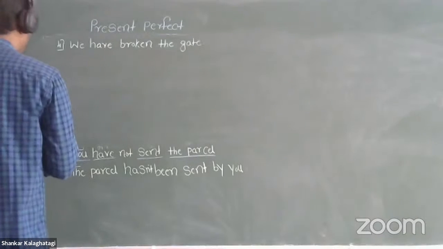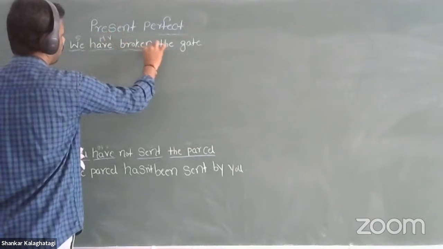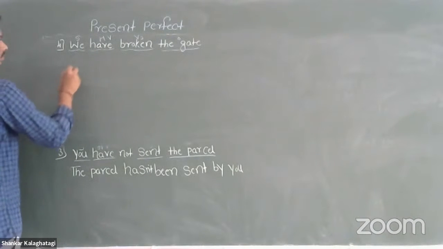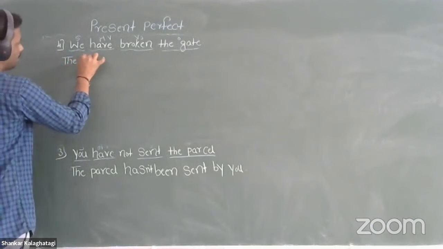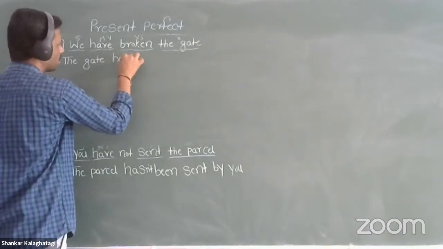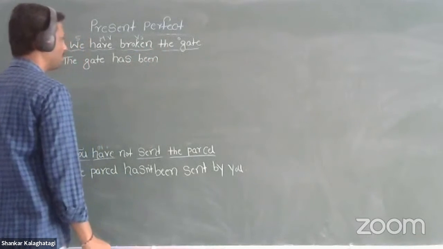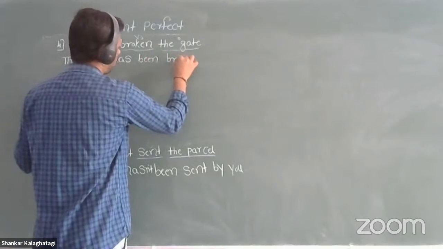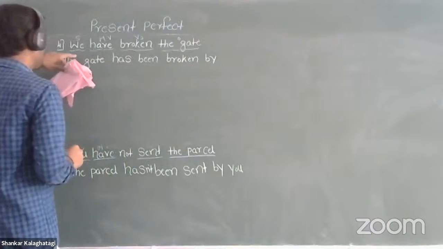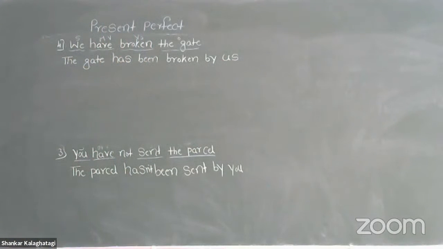Okay, change it. The doer is "we" here, the subject. Have is the helping verb. Now, broken is the V3. The gate is the object. Our passive starts with the object, the gate. Simple. The gate is singular, so we have to use "has." The gate has been. Now V3 is broken. Then "by." Now the subject is "we" here, so its object form is "us." The gate has been broken by us.